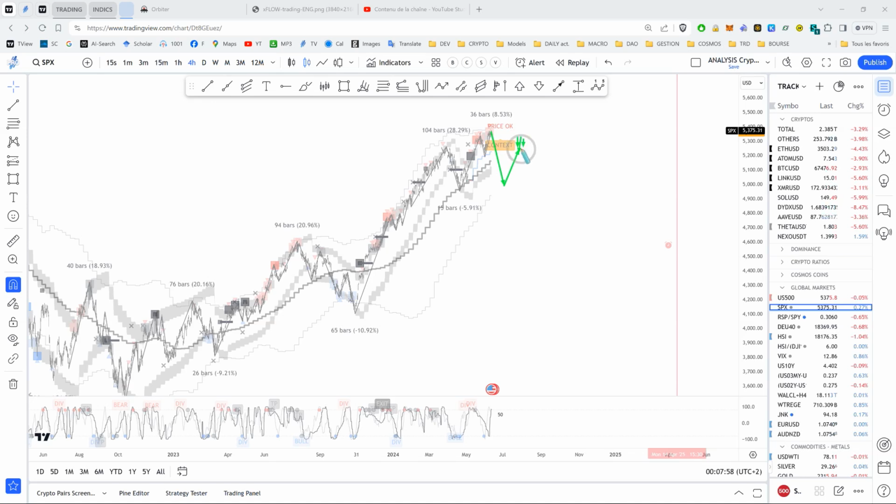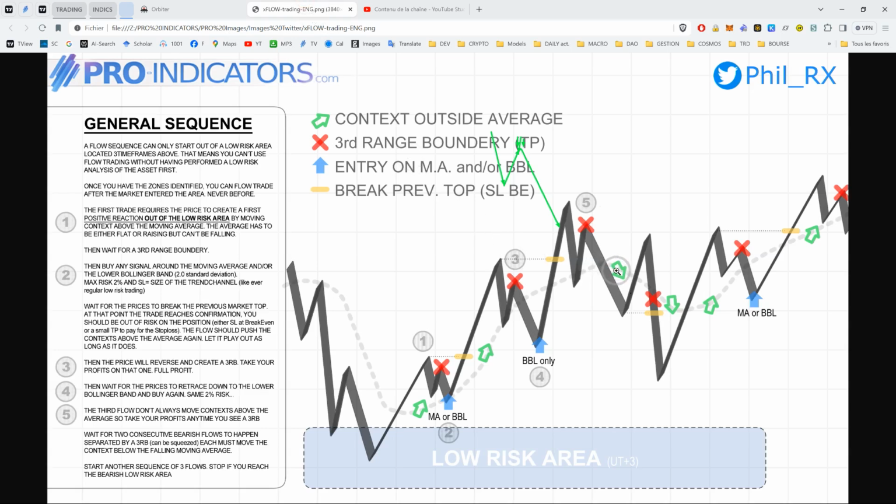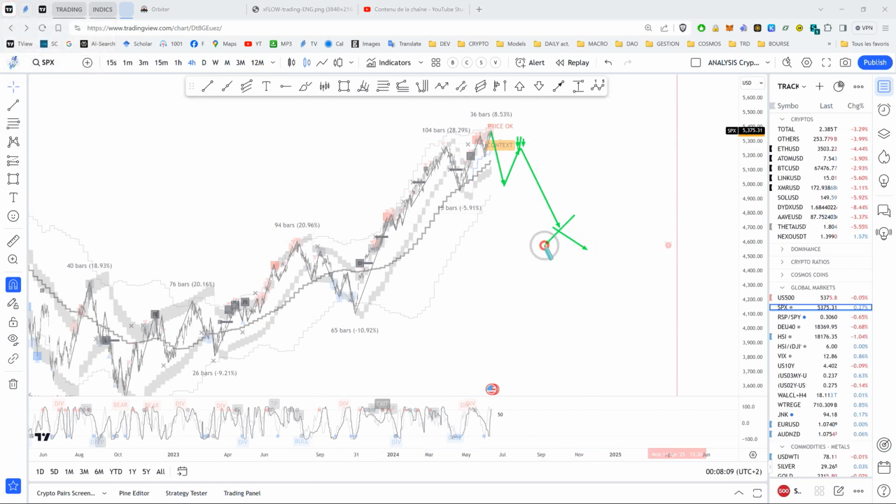By doing that third range boundary trade, you can eventually let yourself ride into what could be the first flow. That means you wait until the moving average is crossed by the resistant context. When this happens, take your profits. You would have that moving average slightly bearish or flat, and you would see the resistant context falling below it. That's the sign for you to get out of here.